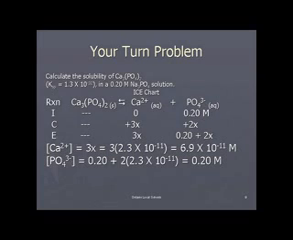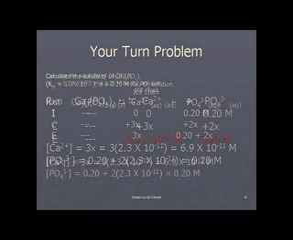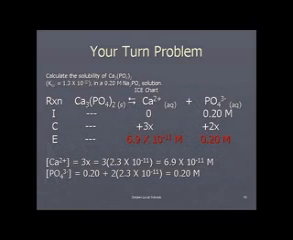moles per liter. Our phosphate ion, we take our 0.20, we add 2 times 2.3 times 10 to the negative 11th. When you do that, because of significant figures, it's just 0.20 moles per liter, which proves our underlying assumption that 0.20 plus 2x is essentially 0.20. So here we are looking at our final concentration of calcium ion, 6.9 times 10 to the negative 11th moles per liter. Our final concentration of the phosphate ion being 0.20 moles per liter.